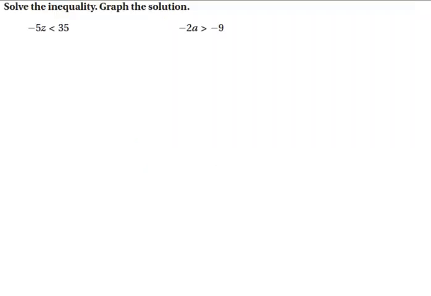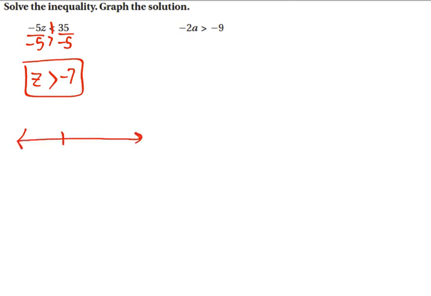Solve the inequality, graph the solution. All right, here I'm going to divide by negative 5, and every time you divide by a negative, you immediately switch the sign. We get z is greater than negative 7. And the graph of it, we've got our negative 7. And it is not included, so open boundary, and z is greater, so it needs to go towards the larger numbers.